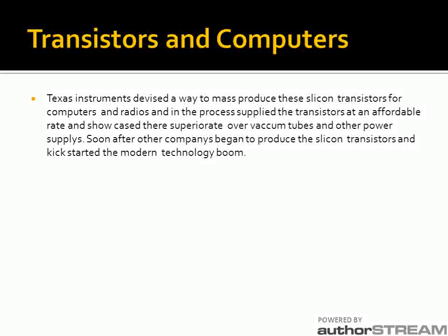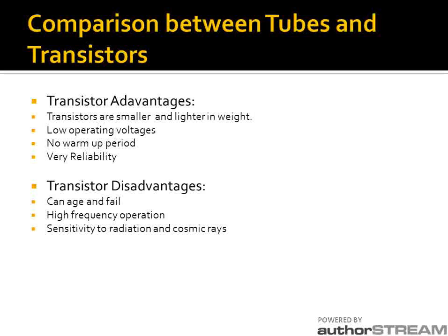Texas Instruments devised a way to mass produce these silicon transistors for computers and radios, and in the process supply the transistors at an affordable rate and showcase their superiority over vacuum tubes and other power supplies. Soon after, other companies began to produce the silicon transistor and kick-started the modern technology boom. As you can see here, there are many advantages and disadvantages to transistors.